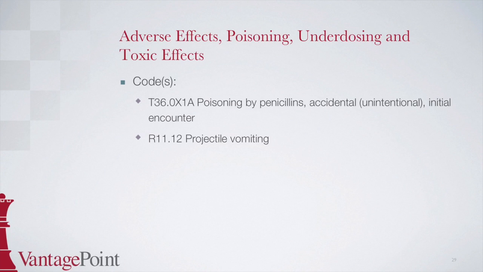T36.0X1. When we confirm this in the tabular, we see that a 7th character is required. There is a box above the subcategory with our 7th character options, and since the overdose happened this morning, a 7th character of A for initial encounter is appropriate. Now we need our manifestation code, which is R11.12 for projectile vomiting. To locate this code, go to vomiting in the alphabetic index, then find projectile, which points to R11.12, which you would then confirm in the tabular.